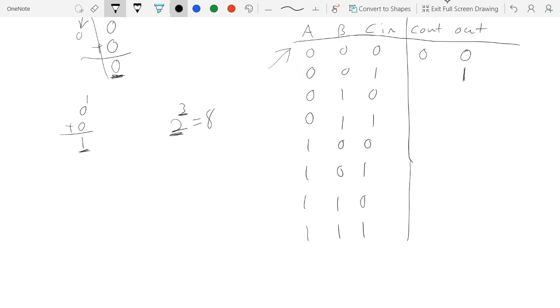Then I look and see, do I have a carry out? Well, no, I don't. I'm only adding up 1 here. The answer is just 1. I don't have anything carried out, so I just got 0. That's my carry out bit. So I write that down.